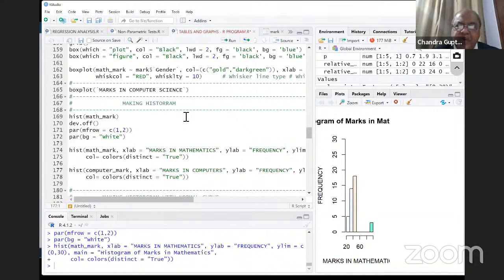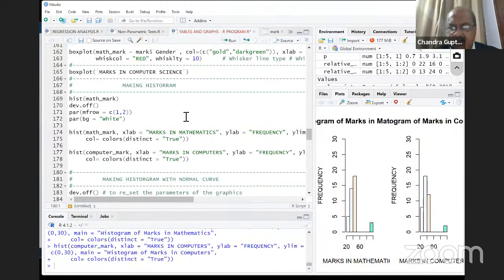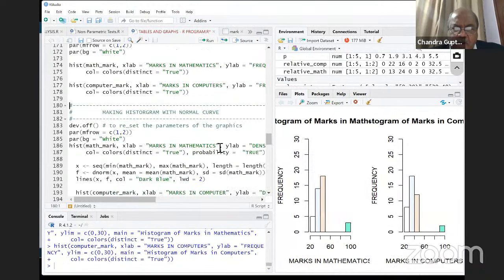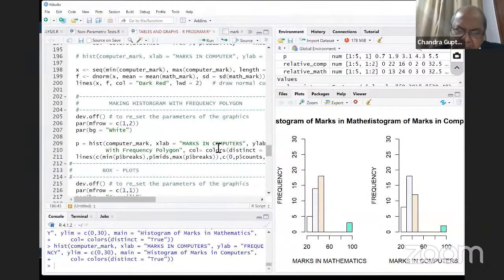This is the frequency distribution of marks in maths. That's for the computer science. But that's not sufficient. We have to make the graph with a normal curve. And to define a normal curve, we have to define its mean and the standard deviation, because to define a normal curve, you need two parameters, mean and standard deviation. It depends upon the nature of the variable.